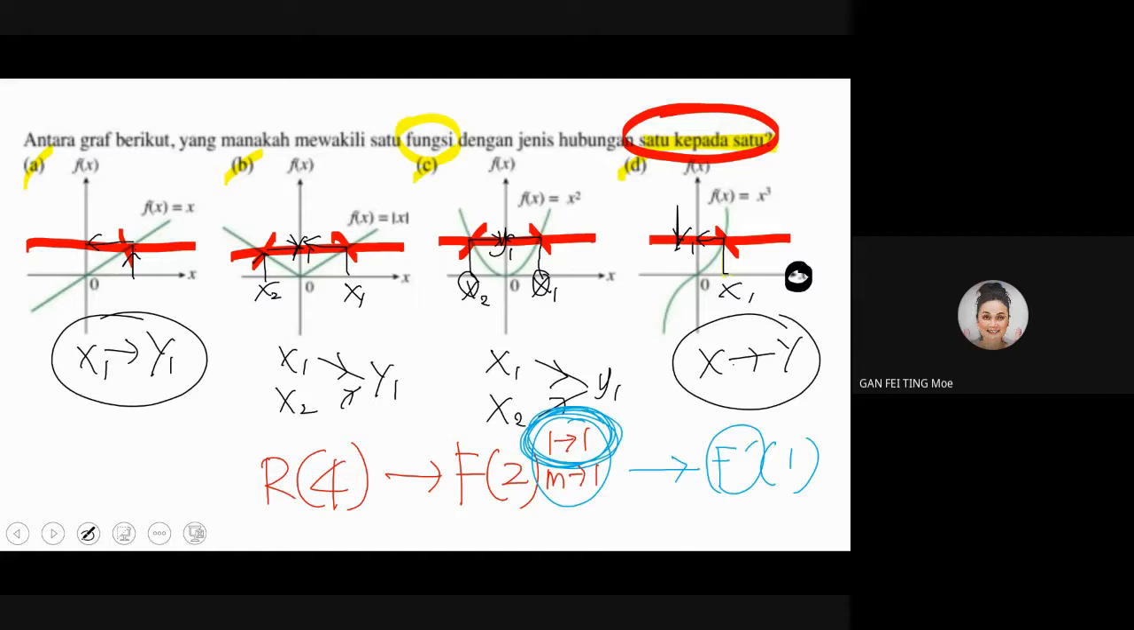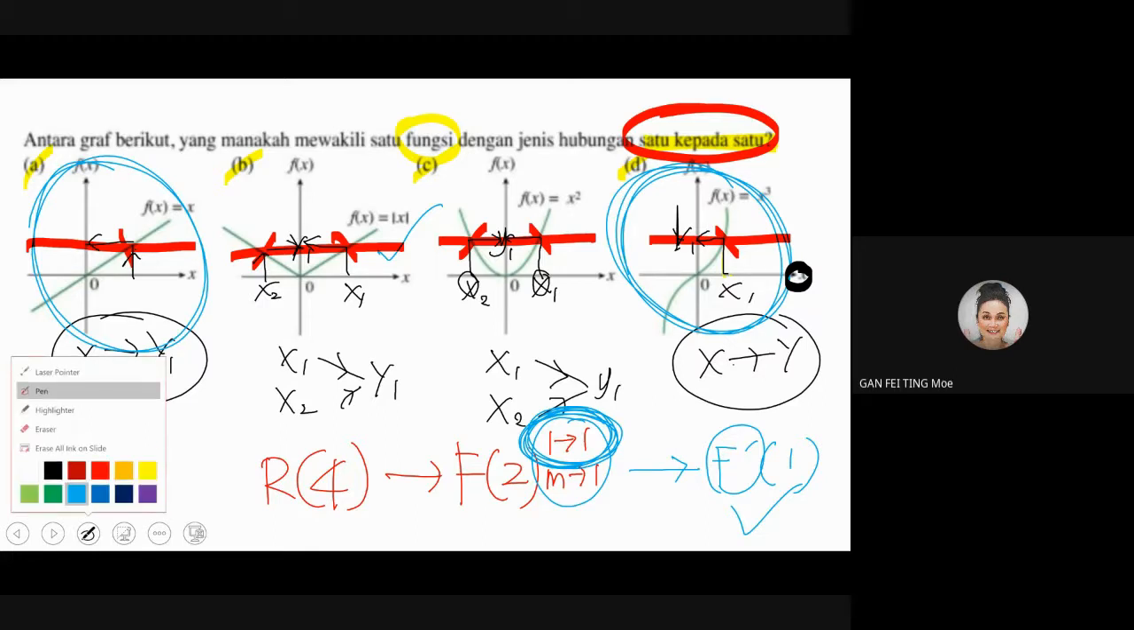So in order to check this, what do we use? We use the horizontal line test, meaning that for graph D and graph A, they have an inverse, meaning that you can get the inverse function. B and C cannot, because why can't? If in the exam they ask you for the reason why it can't.